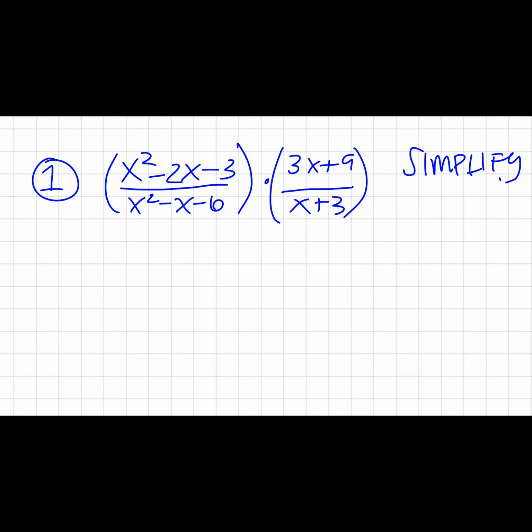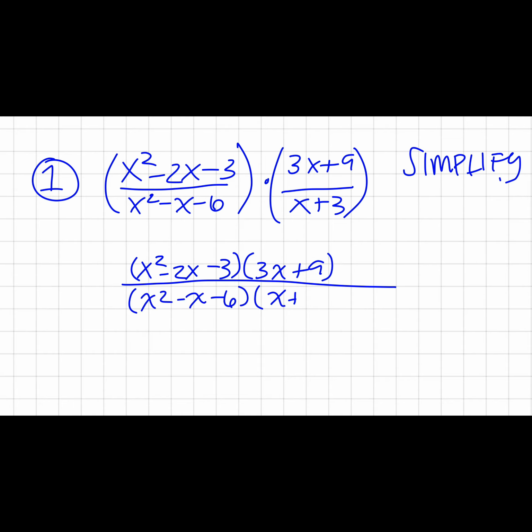So when we're multiplying, we're essentially going to end up with one large fraction, because when you multiply fractions, you just multiply straight across the top and the bottom. So you can think of this as x squared minus 2x minus 3 being multiplied by 3x plus 9, all over x squared minus x minus 6, x plus 3. Now, when I'm looking at it right now, it doesn't look like there's anything I can cancel out. So that should be my cue that I need to factor some things to see if maybe I can find some factors that will cancel out.